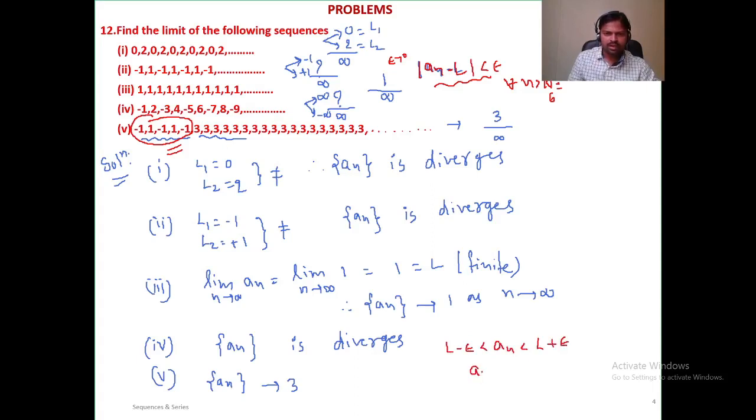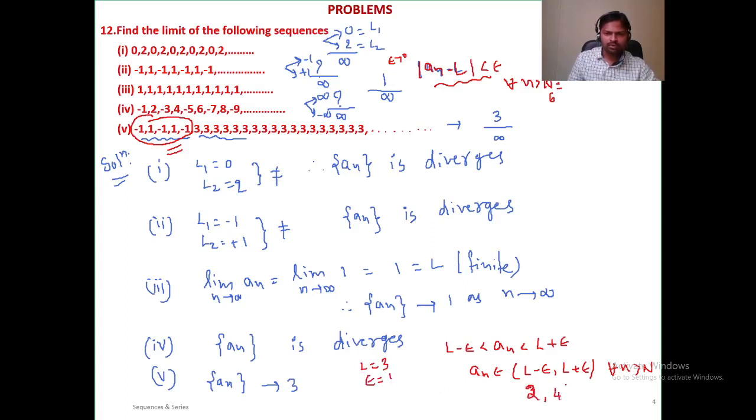So that means a_n is lying in the interval L minus epsilon to L plus epsilon, right? And this is true for all n more than some capital N. Now let us choose. Here L is 3 for this problem. Let us choose epsilon as 1. If epsilon is 1, what will we get? It is 2. So 2 comma 4, L is 3, epsilon is 1.